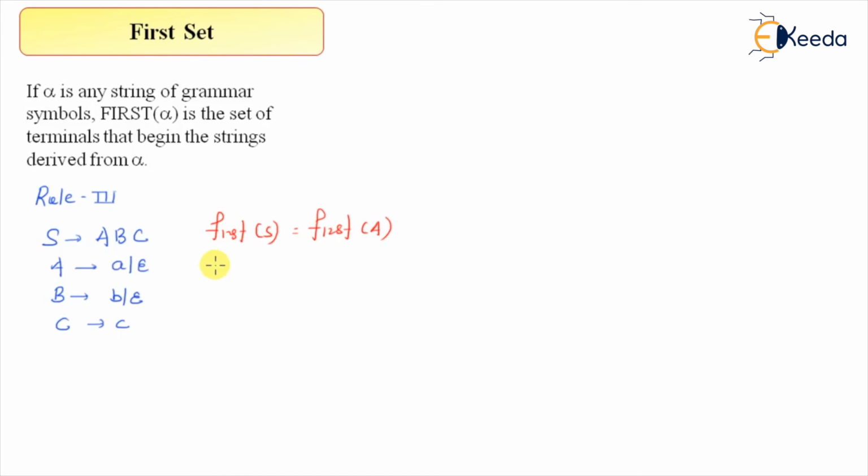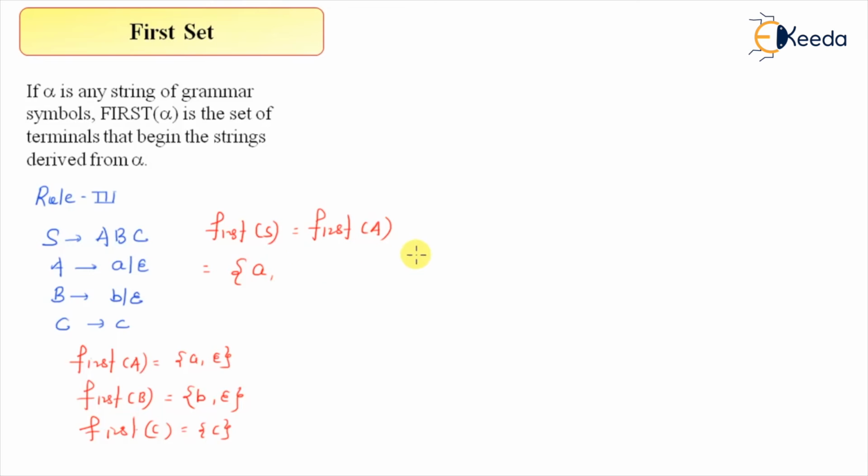Okay. So now, first of S: the symbols here are small a and epsilon. Let me compute these values. First of capital A is small a and epsilon, first of capital B is small b and epsilon, and the last one, first of capital C, is small c. Now look here: first of capital A, and what was the precondition I wrote for rule 2? That it should not contain epsilon.